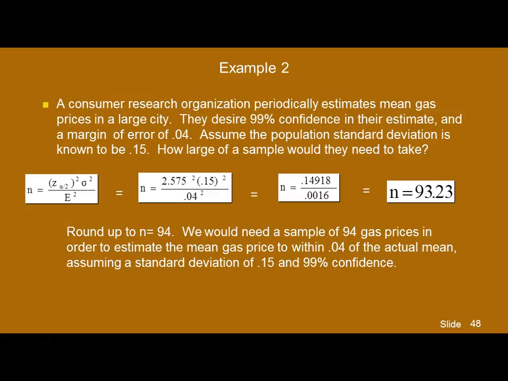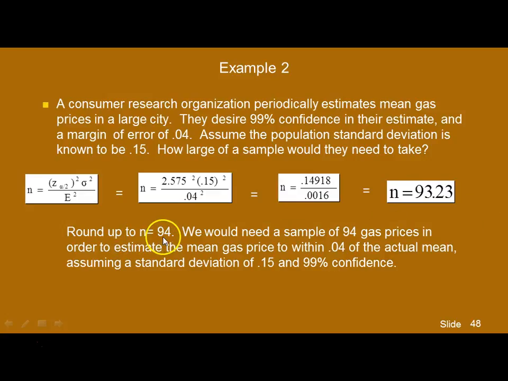Once again, just going through the problem, you want 99% confidence, which you should recall implies a z-value of 2.575. The population standard deviation is known to be 0.15, and we'll square that figure. And we want a margin of error of 0.04 in the denominator there, and we will square that figure. So we have the following calculation: 2.575 squared times 0.15 squared over 0.04 squared. And if you work that out, you will get n to be 93.23.